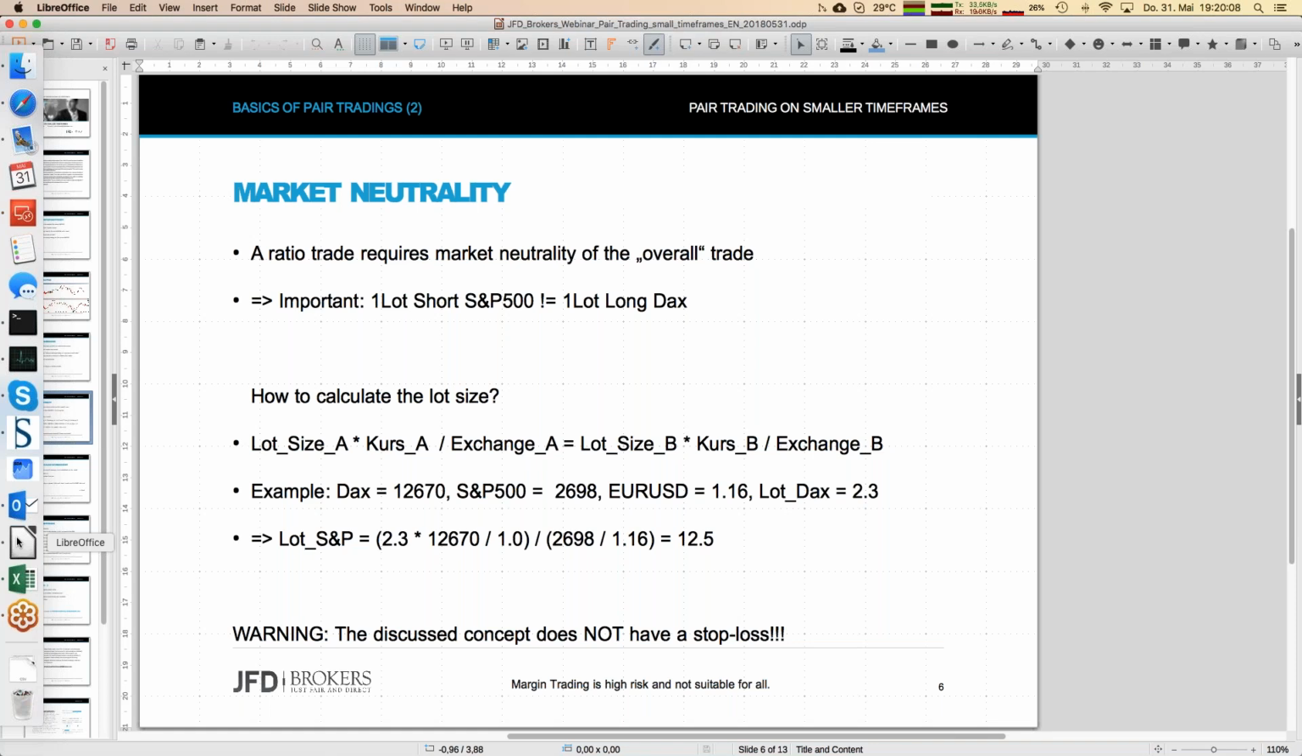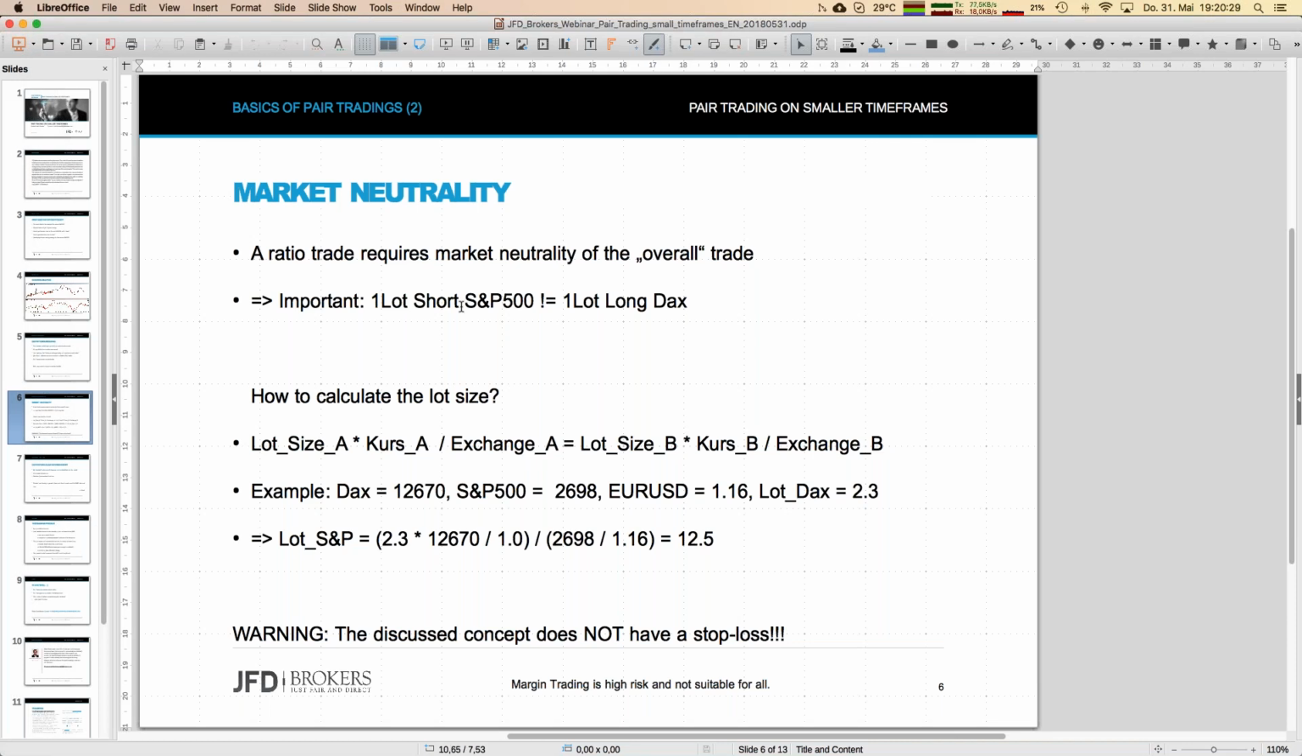Up to now, I always said, okay, the one short, the other long. When it comes to trading, we need to open a specific lot size number. So maybe 3 lots DAX, and now how many lots S&P 500? That's a question. Because, and you know that, a one lot trade S&P 500 does not equal a one lot long trade DAX. So they would not cover each other.